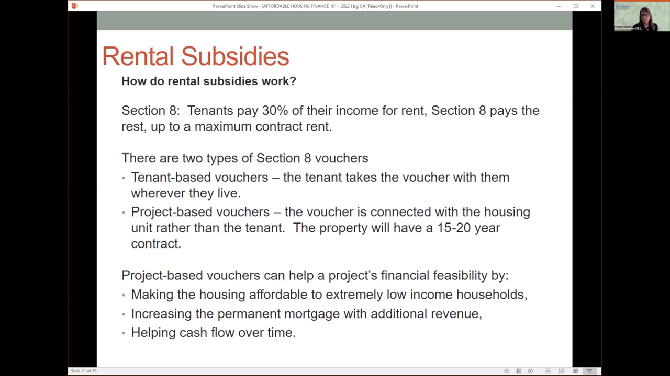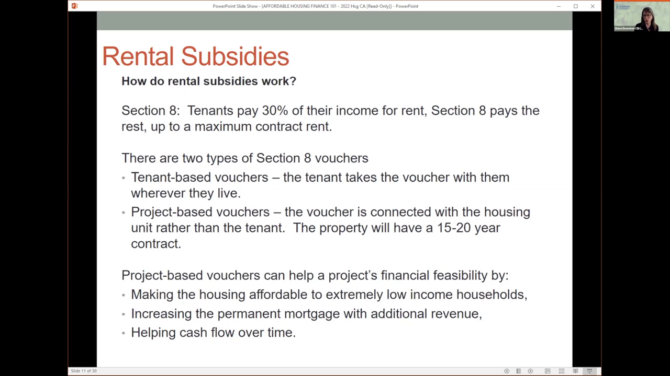So Section 8 is the primary rental subsidy program. Tenants who receive Section 8 only pay 30% of their income for rent, regardless of what their income is. And the Section 8 program pays the rest up to a maximum contract rent. And there's two types of Section 8 vouchers. There's tenant-based vouchers, where the tenant can take that Section 8 voucher and live anywhere they want. And they would take that voucher wherever they go. Or there are project-based vouchers that are connected to a particular building. And there's a contract to provide the Section 8 for a 15 to 20 year contract period.